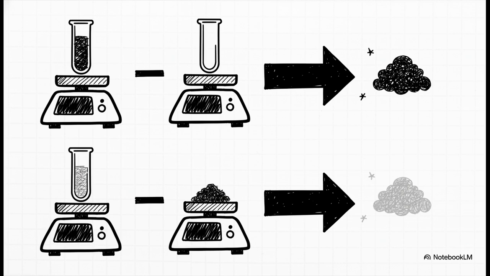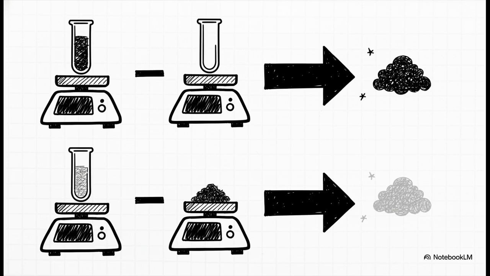To get the mass of the iron, we just take the mass of the tube with the iron, which is 56.04 grams, and subtract the mass of the empty tube, 51.56 grams. That gives us 4.48 grams of iron. Easy. Now for the chlorine. We take the final mass of the tube in the product, which is 64.56 grams, and subtract the mass of the tube and iron we started with. That gives us 8.52 grams of chlorine.